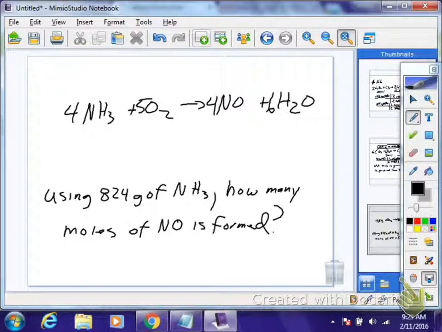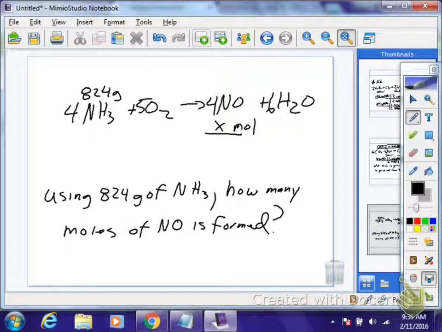Okay, so what I'm going to do, I always like to put grams above my equation and moles down below. It's just a way of keeping track and separating grams and moles for my own understanding of where I'm at. So I've got 824 grams of ammonia, and I want to go down here and find moles, because I like to put moles on the bottom. It just allows me to know where I need to go. I need to go here.